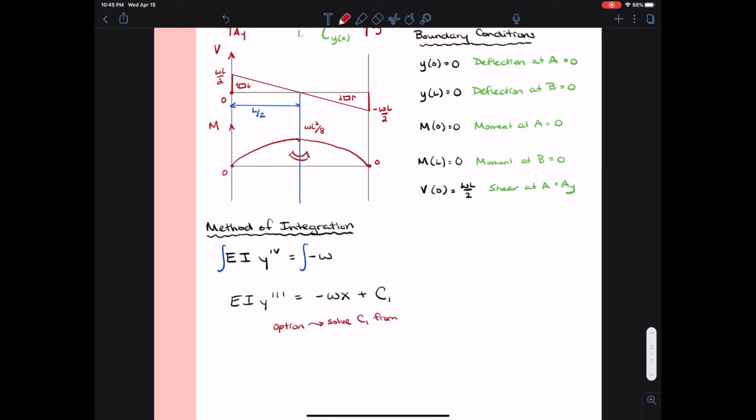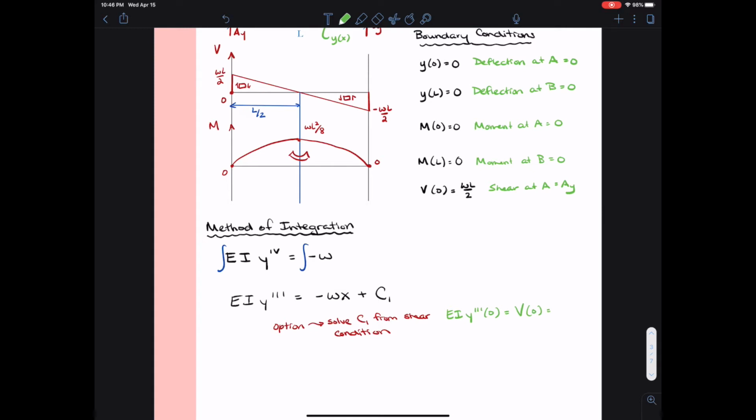Now we have the option right here to solve for C1 directly because we came up with the shear condition. If we remember, EI y triple prime is equal to the shear equation of the beam. So let's go ahead and do that. So let's plug in EI y triple prime of 0.